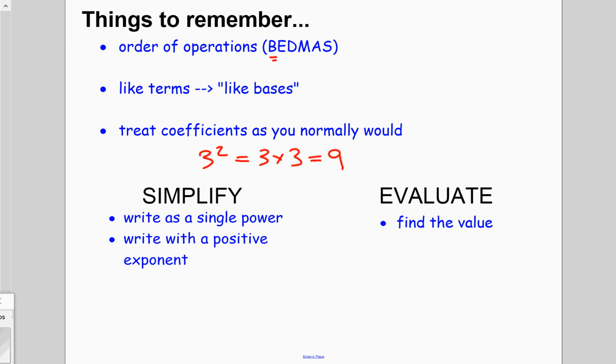And then 2 words just to clarify. If it says simplify, you don't have to find a numerical answer. It might specifically ask you to write as a single power or to write with a positive exponent. So the idea of simplifying is when we have lots of like bases, we want to write it as simple as possible. If you are asked to evaluate, then you find the numerical value or the total, or you calculate something.